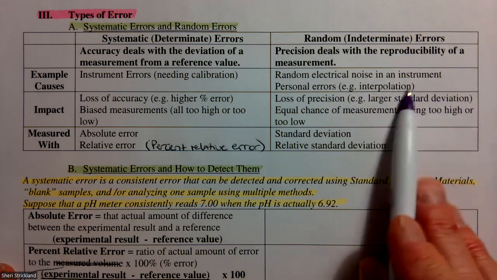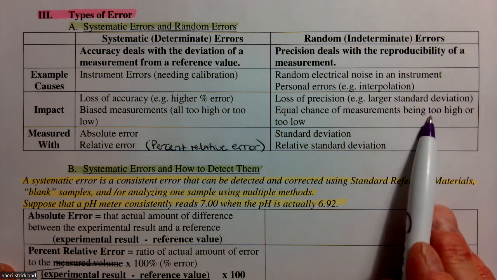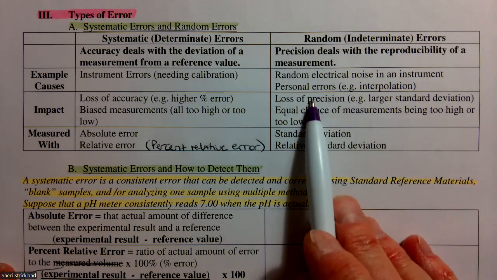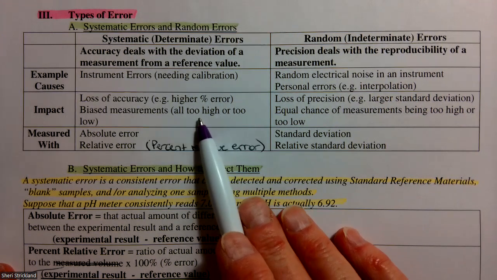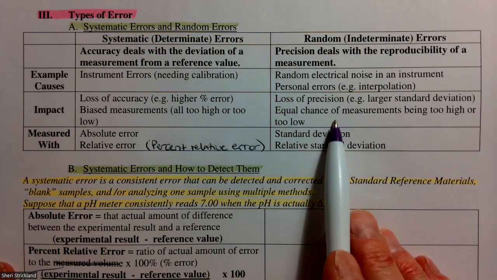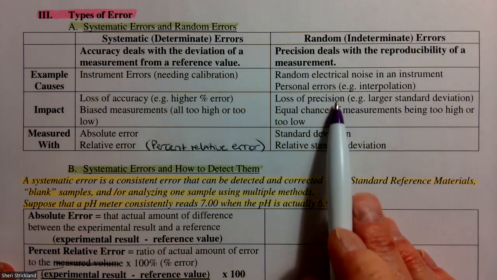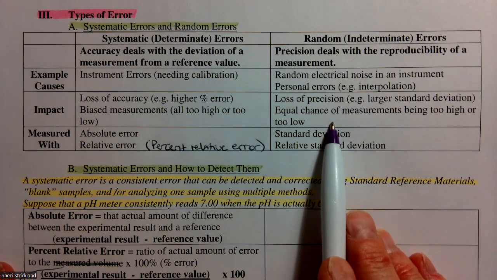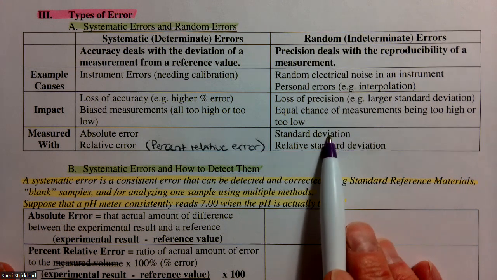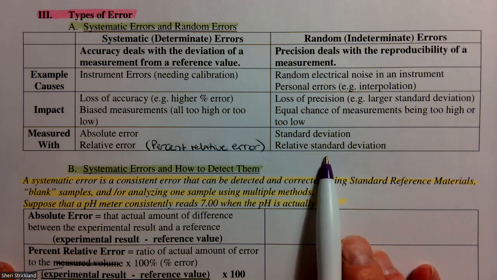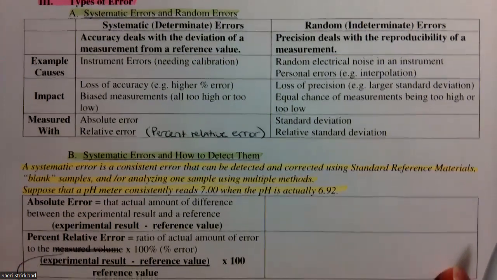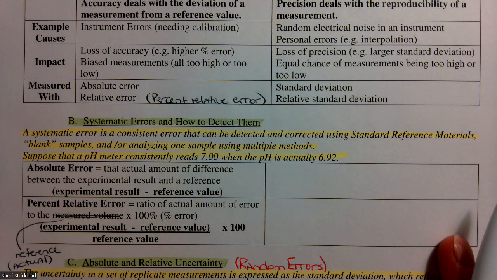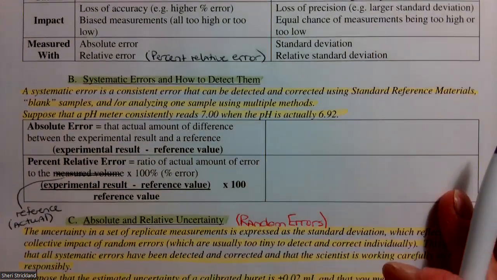If you haven't done standard deviations before, we'll talk about that here in a bit. All right, but the big difference is that, with systematic errors, it makes all your measurements either too high or too low. But with random errors, you have an equal chance of the measurements being too high or too low. So we'll talk about things like standard deviation and relative standard deviation. So we're going to talk just a little bit about systematic errors and then absolute and relative uncertainty.